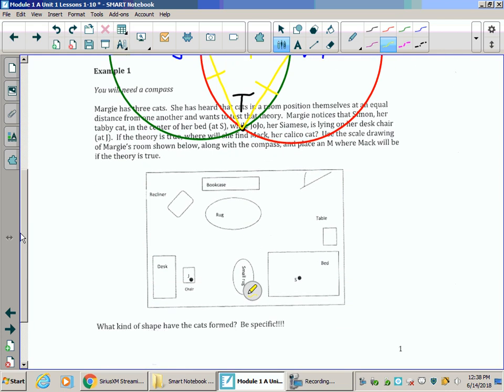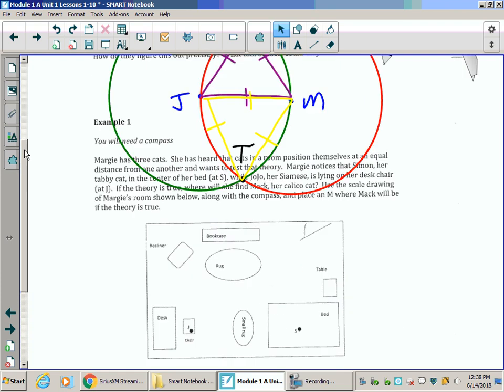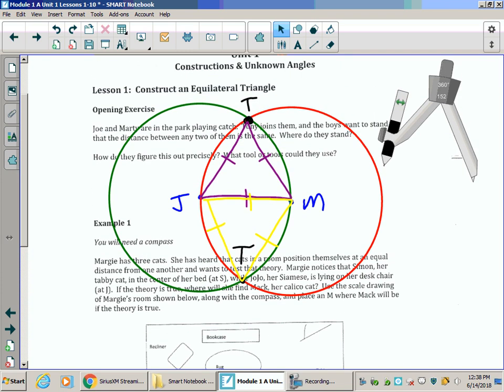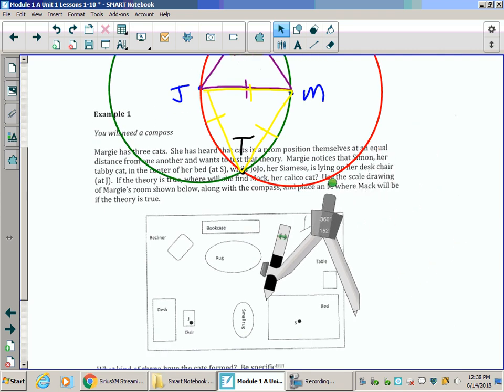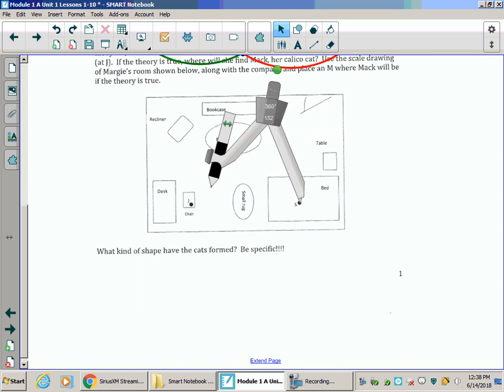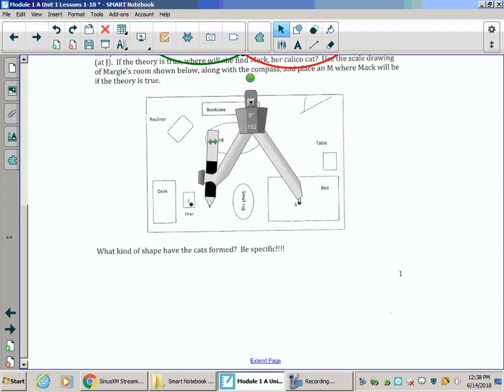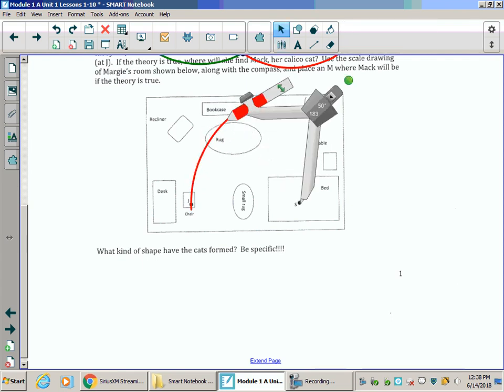Example 1 kind of covers a similar theme here, where we have three cats in a room, and they all want to be kind of spaced apart equally. So I'm going to bring my compass down from the example up top, and we're going to do the same thing. The compass goes on one of those 2 points, representing one of the 2 cat locations. We put the pen or pencil of the compass on the other location, and we draw a full circle.